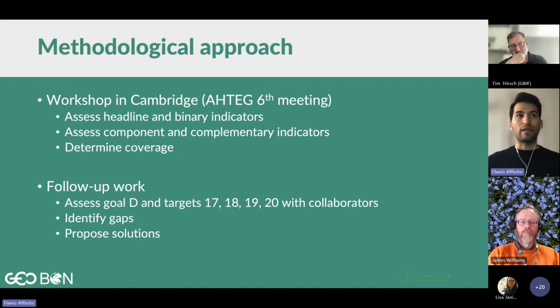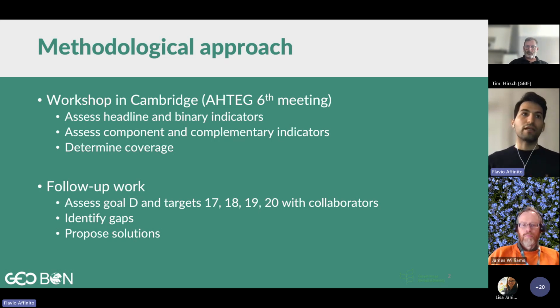And so that was done in 2 afternoons with the RTEG in Cambridge. Some of the goals and targets that we were not able to do in that meeting, specifically Goal D and targets 17, 18, 19, and 20, which were worked on by the Technical Expert Group on Finance Indicators and other groups at the Secretariat with the Cartagena Protocol and the TSC IAG, were then contacted after this meeting to essentially repeat the same exercise.